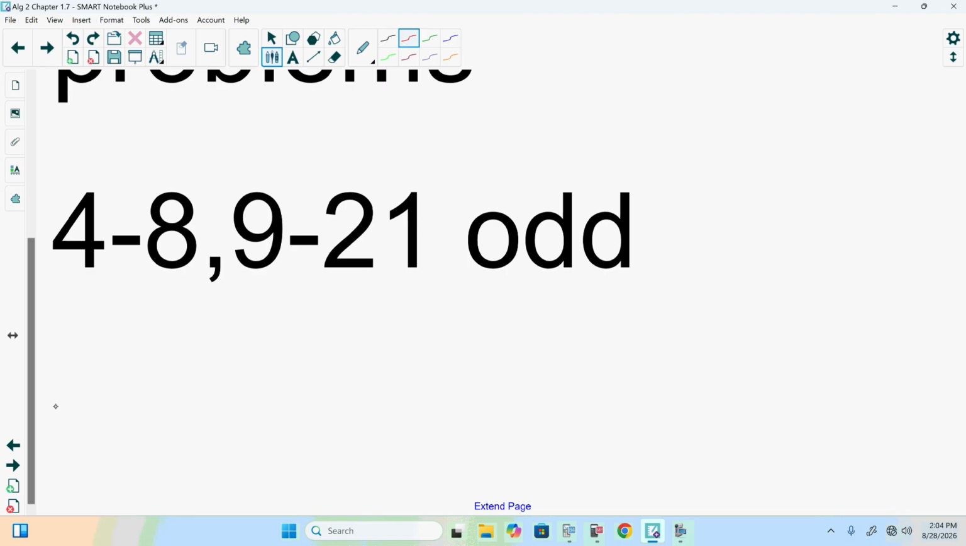9 through 21 odd, perform the indicated operations. If you notice on 17, 19, and 21, they defined what A, B, and C are up top. You're just using those matrices for each one. Yes, sir.